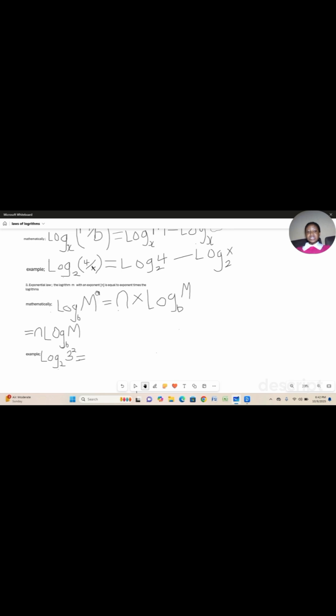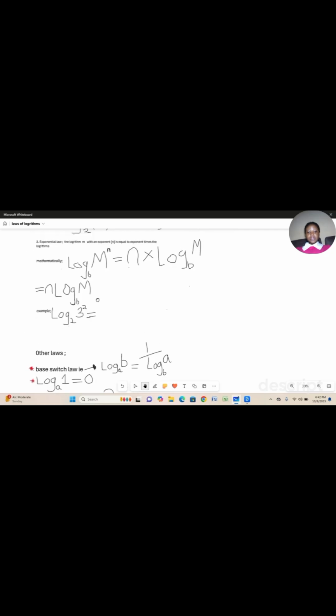How you are going to solve it is that the exponent is going to multiply the whole logarithm. So log m to the power n is equal to the exponent times the logarithm. That is the exponent times the logarithm. Now we have n log m base b.